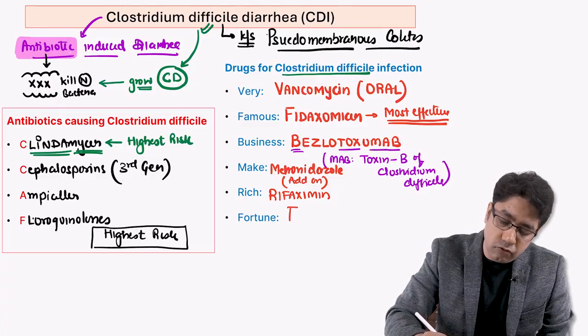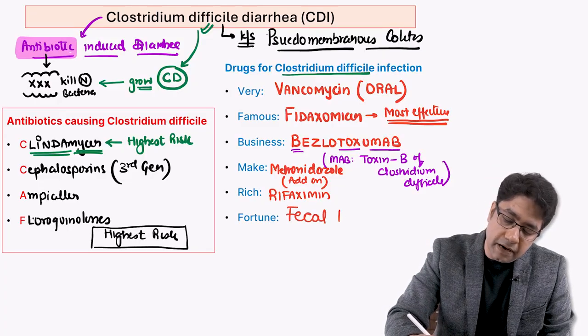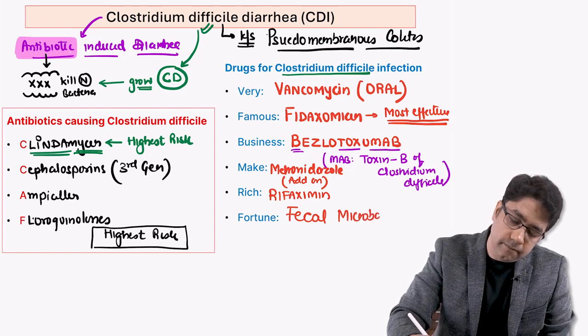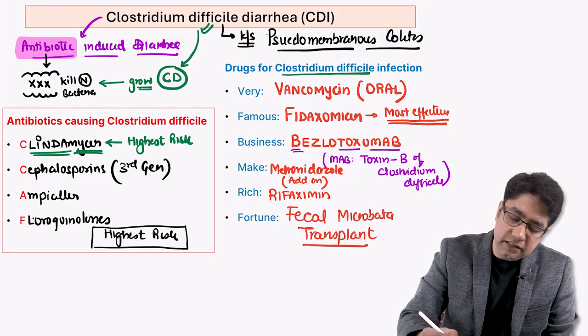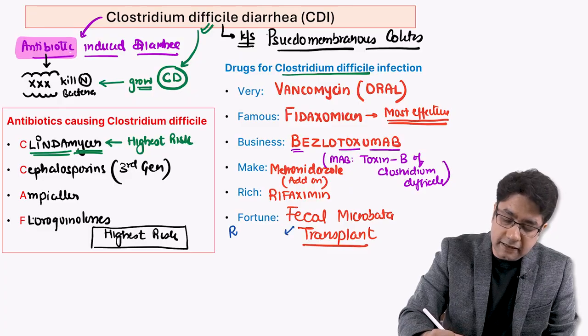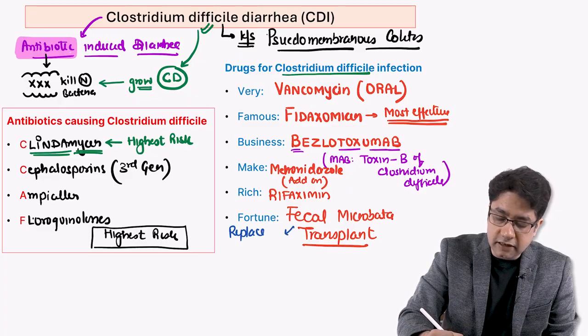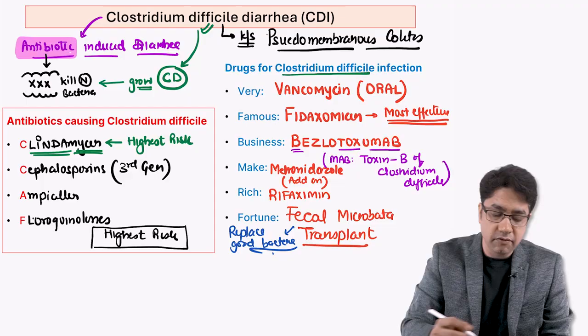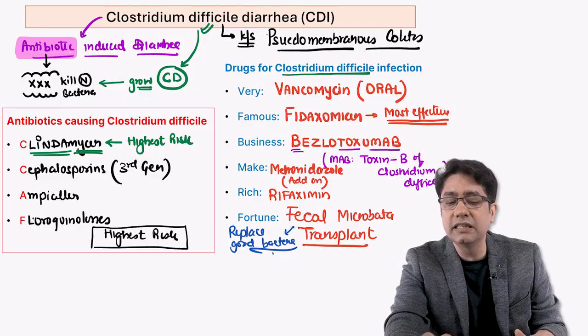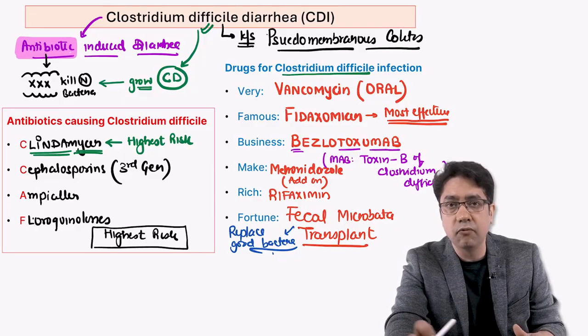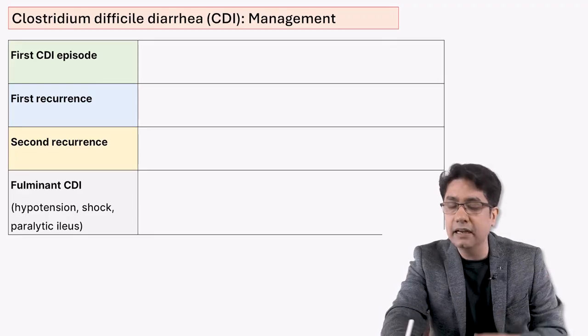So we can do fecal microbiota transplant, or simply fecal transplant. Fecal transplant means replacing the good bacteria. So fecal transplant is done for the treatment of which infection? For Clostridium difficile infection. So keeping this in mind, let's talk about what the guidelines say.